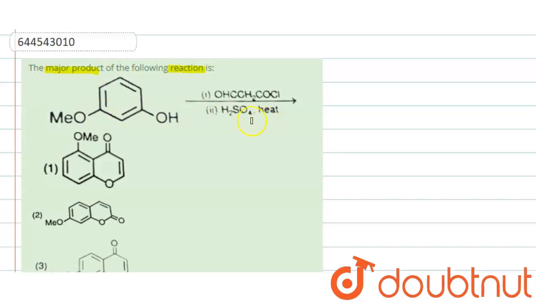The given question is, the major product of the following reaction is. So this is the given reaction, and this reactant, when it is treated with OHCCH2COCl first, and then later it is treated with H2SO4 and heated, we are going to get the final product. So we have to find the major product.